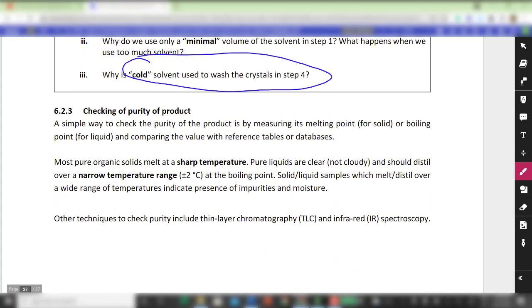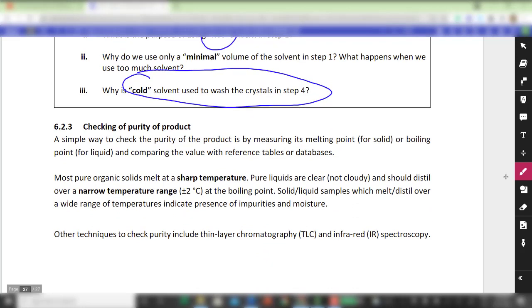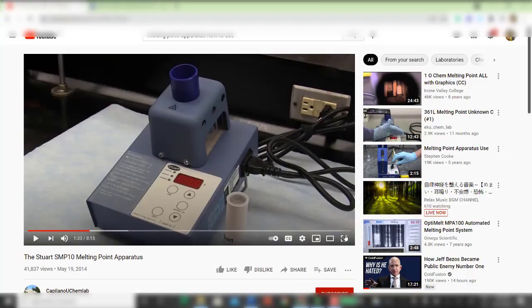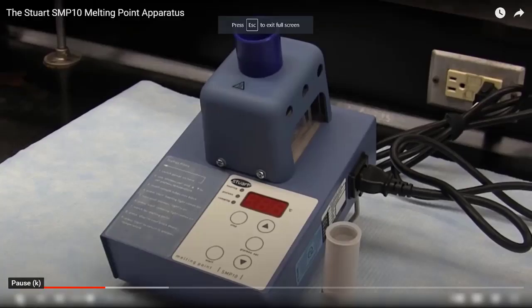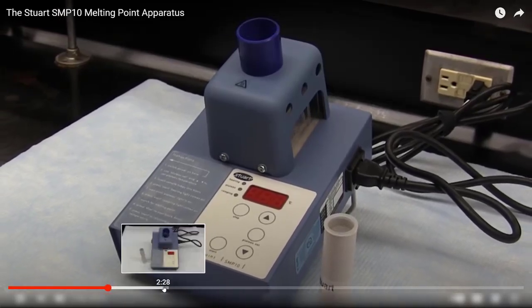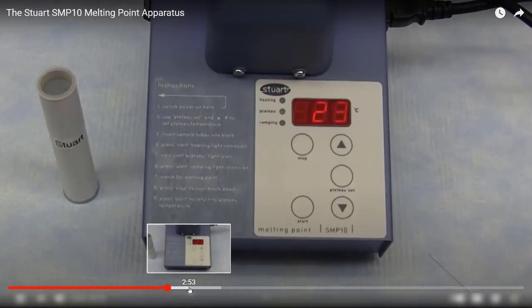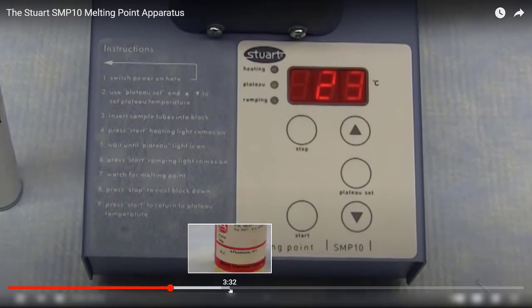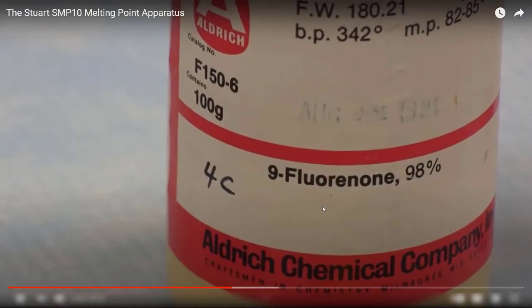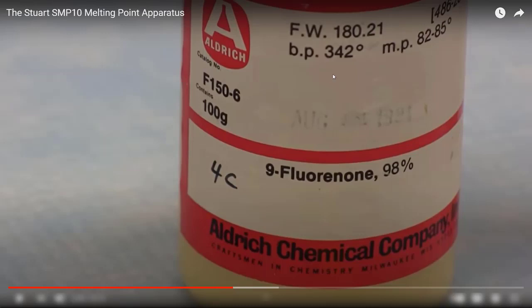Okay, normally when you check the purity of your unknown, you will use what I call a melting point test. I'm going to showcase to you the melting point apparatus in this video, so you can take a look. So it looks something like this. There's a reading here which you can read off the temperature. Okay, so they are going to use this particular sample which melts at about 80 plus degrees Celsius.